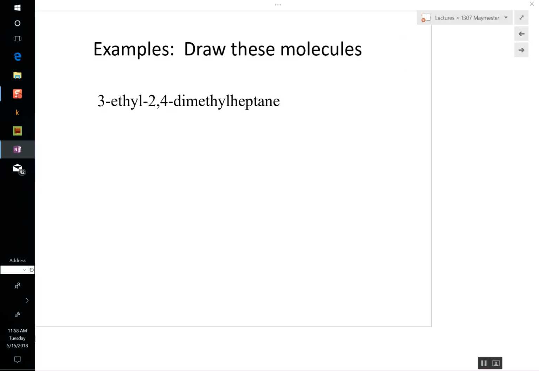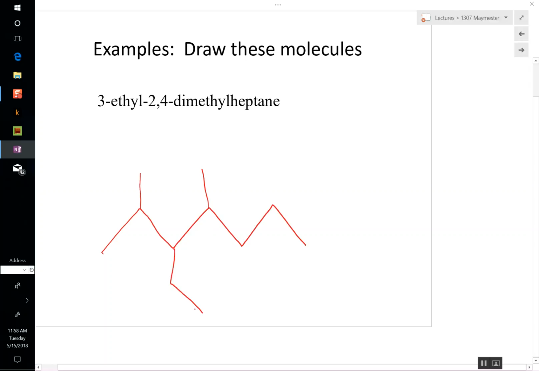Let's just do a line diagram real quickly. Heptane, 1, 2, 3, 4, 5, 6, 7. 2, 4 dimethyl. So 2, 4. 3 ethyl. So there's the line diagram.